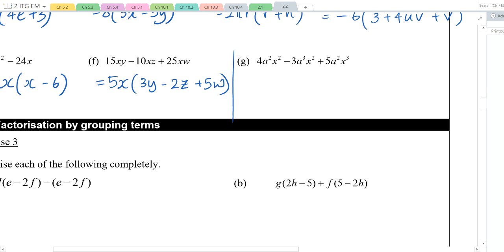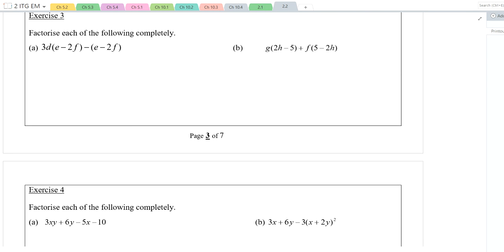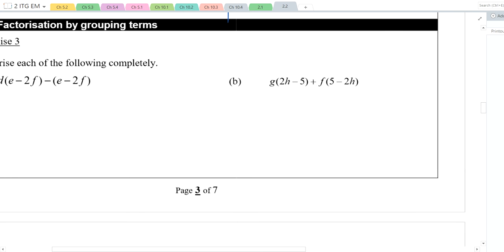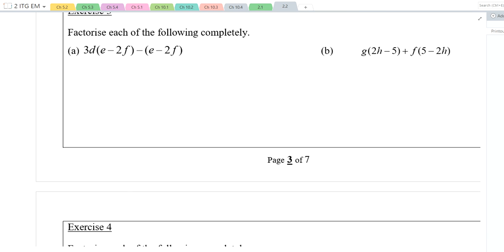Oh, last one. Looks complex. I think I can factorize out a square. I can factorize out x square, leaving me with 4 minus 3a plus 5x. Okay, who got everything correct? All of you, please pay attention. Listen carefully. I think with the exercise above, you may have a clue on how to do this question.